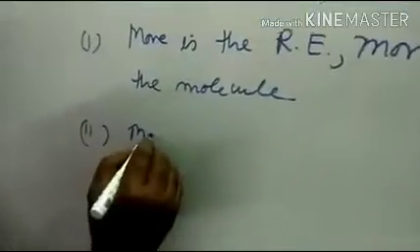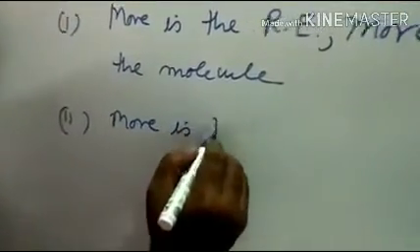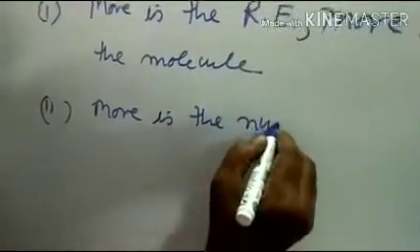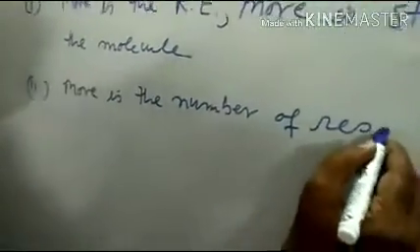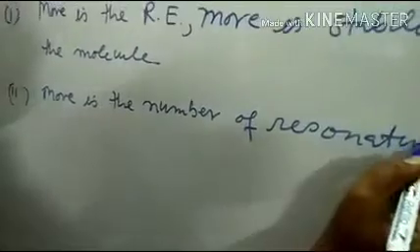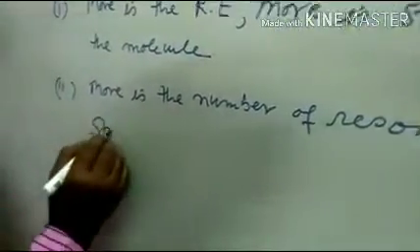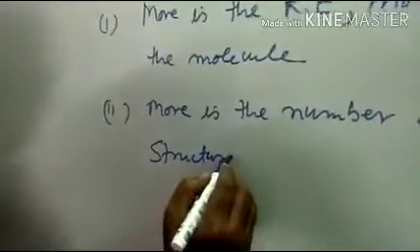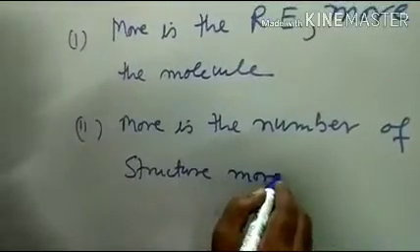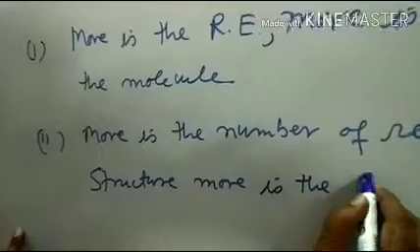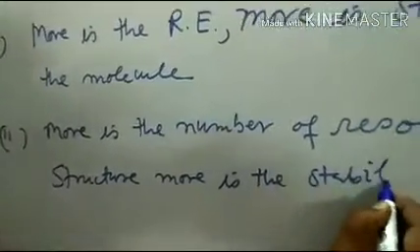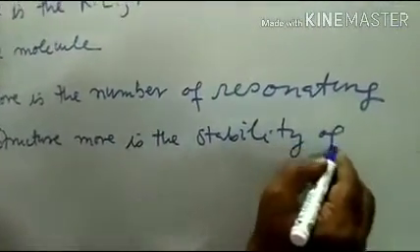More is the number of resonating structures, more is the stability of the resonance hybrid.